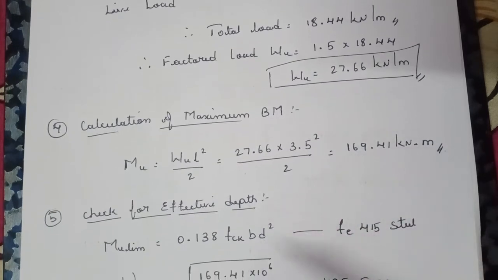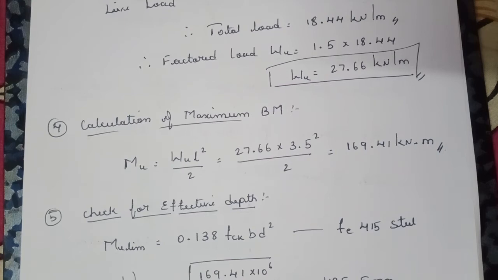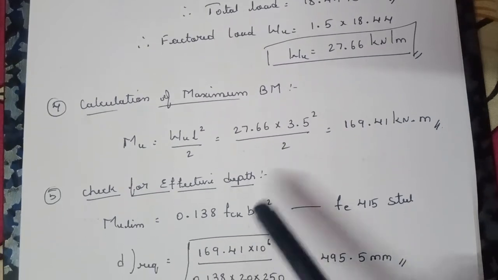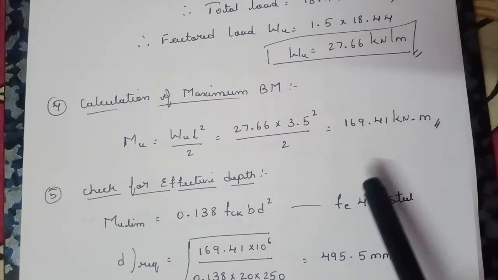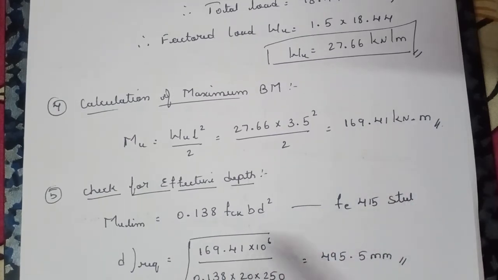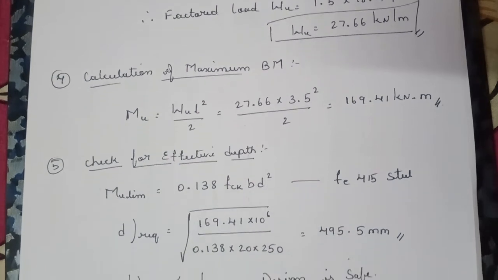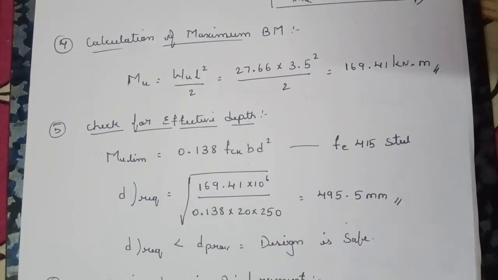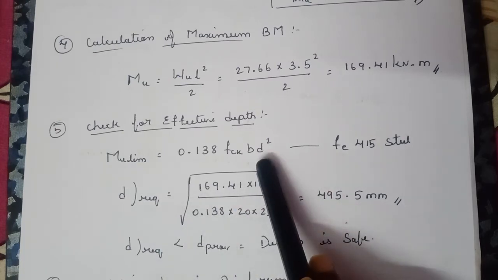Now we have taken the depth with some constants, 1 by 3 and 2 by 3. We need to check whether this moment can be taken up by that particular depth or not. For that we will use this equation. If you are using Fe415, the constant will be 0.138 fck b d square. That will be the limiting equation. As you know, we have used this equation previously also. So here d is unknown.